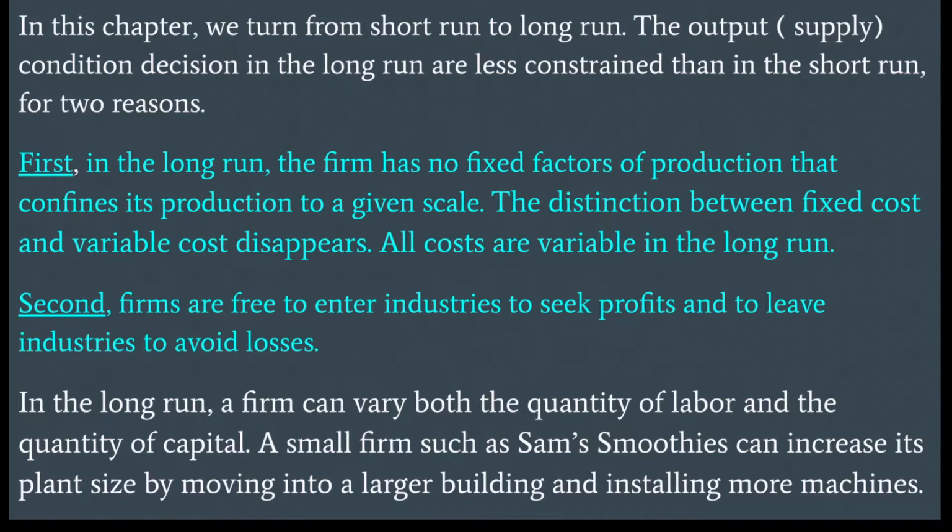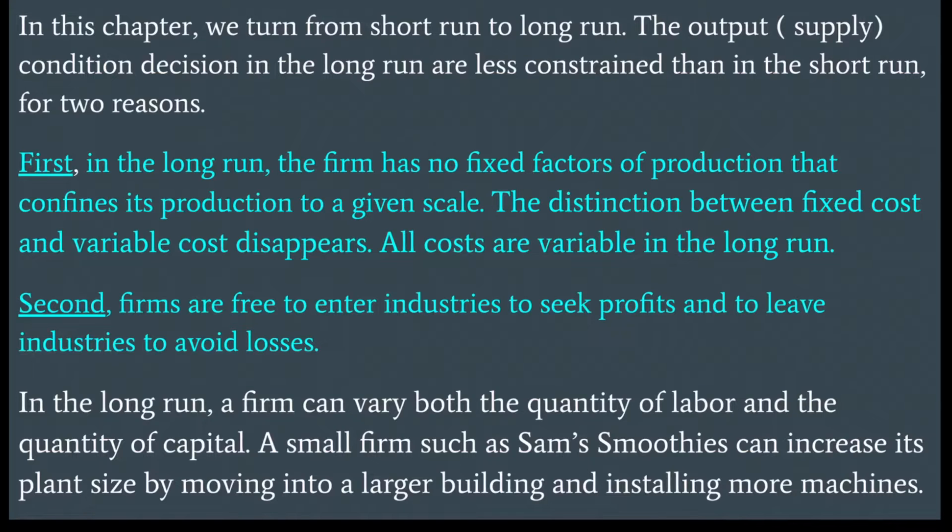The output supply condition decisions in the long run are less constrained than in the short run for two reasons. First, in the long run, the firm has no fixed factors of production that confine its production to a given scale. The distinction between fixed cost and variable cost disappears. All costs are variable in the long run. Second, firms are free to enter industries to seek profit and to leave industries to avoid losses.